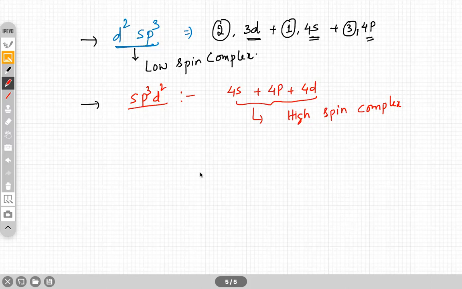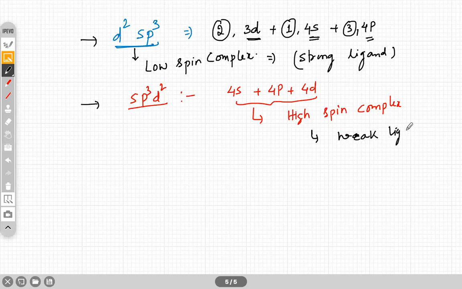Okay, one more thing: a low spin complex generally forms with a strong ligand. In case of a strong ligand, a low spin complex generally forms. A high spin complex forms when we have a weak ligand. What is a strong and weak ligand? We'll discuss that. Okay, just to write it down here, we'll see that. What is a strong ligand and what is a weak ligand? Okay, just a second, I'll go back.